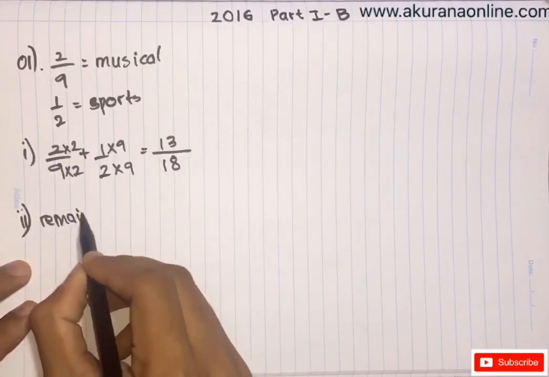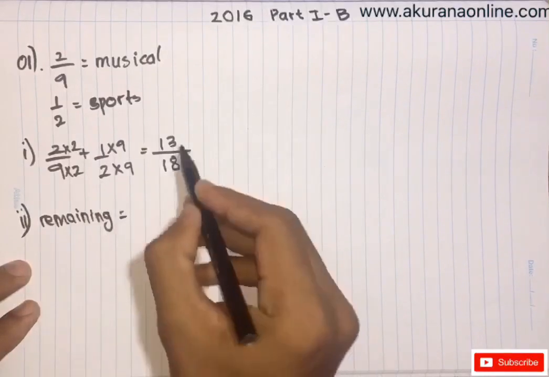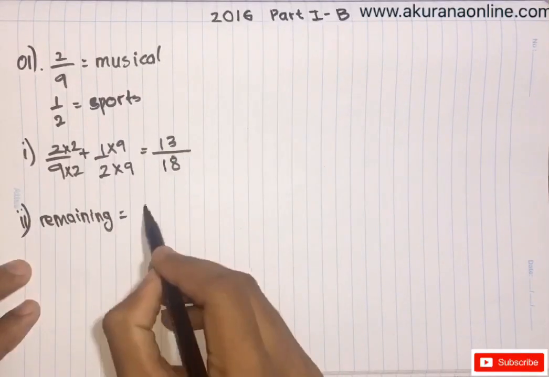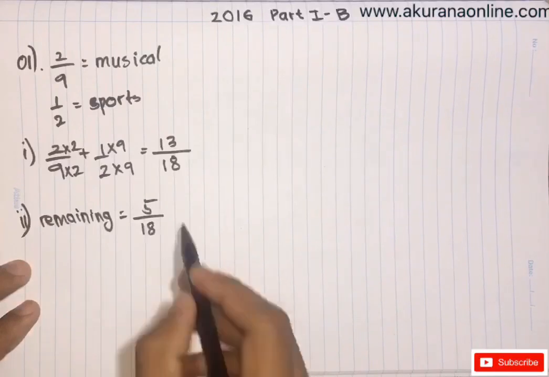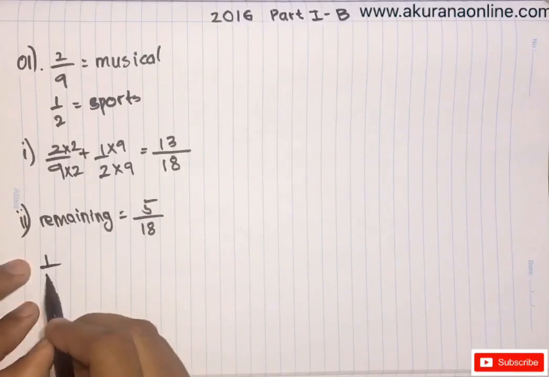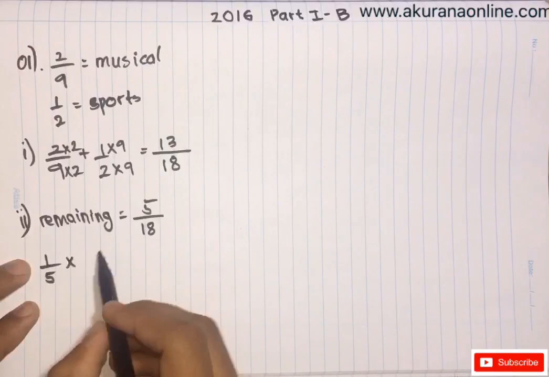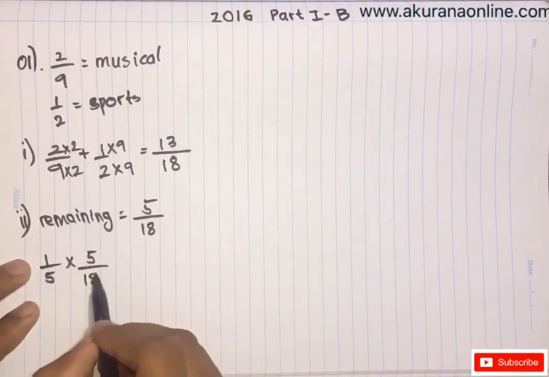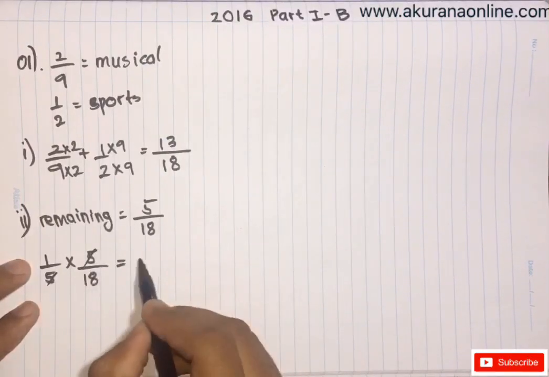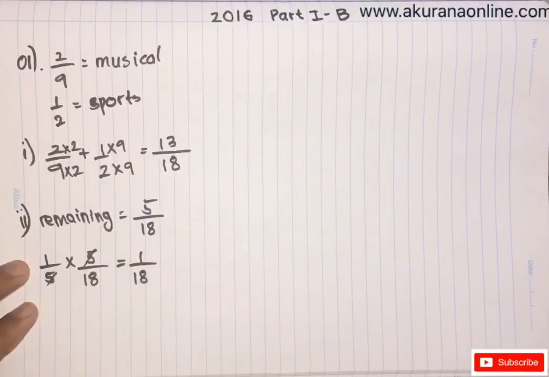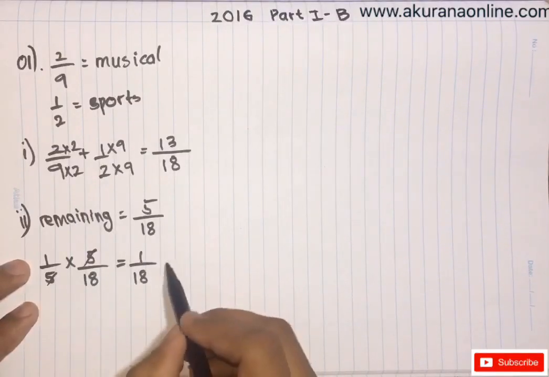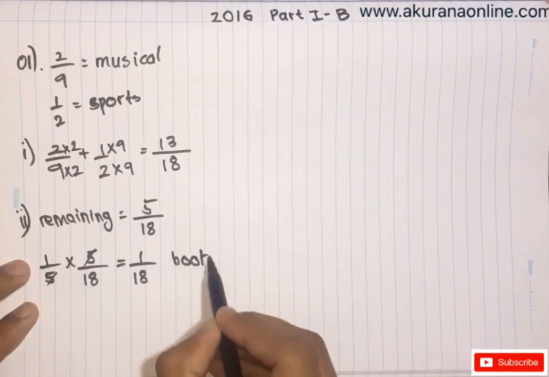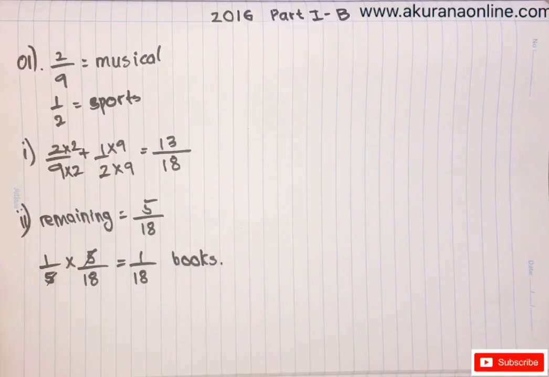Remaining is, how much is the remaining? It's 5/18. Now from this remaining, 1/5 of the remaining, of means you have to multiply. Therefore 1/5 of remaining, 5 and 5 will cancel off. Therefore 1/18 is used to buy books. And then the amount remaining after purchasing the books was used to renovate the community center.